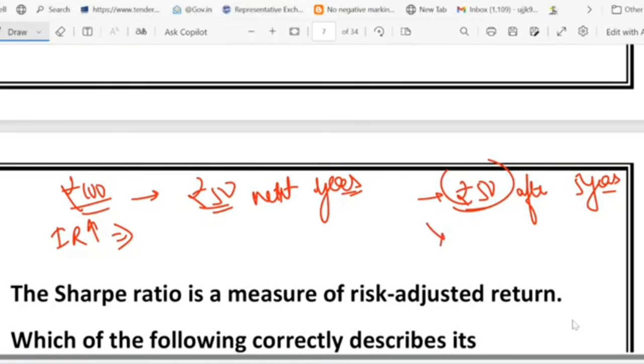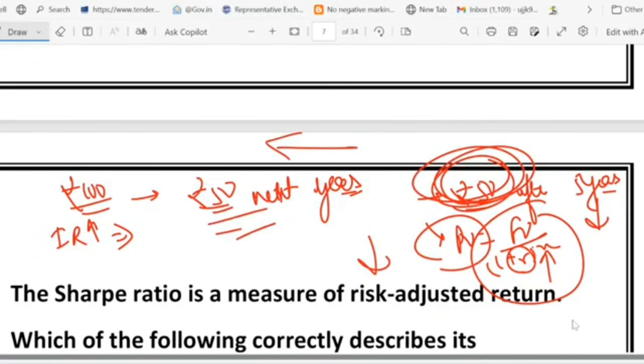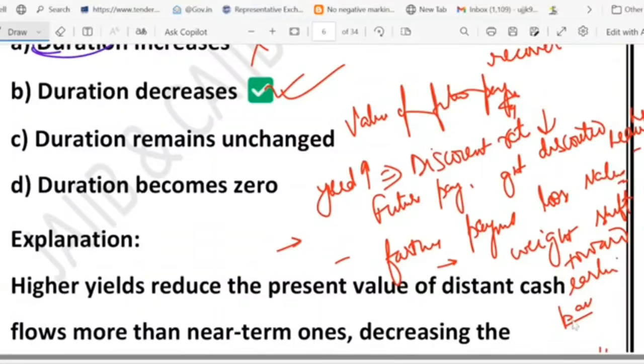Why is it worth less? Because the present value is future value upon (1 plus r) whole to the power n. So if the interest rate is increasing, the denominator is increasing, so the present value is decreasing, so the worth of this 50 rupees is very less. So the weight shifts toward the earlier value. That's why the duration of the bond decreases, meaning you can recover the amount early. So that's why option number B is the correct answer here.